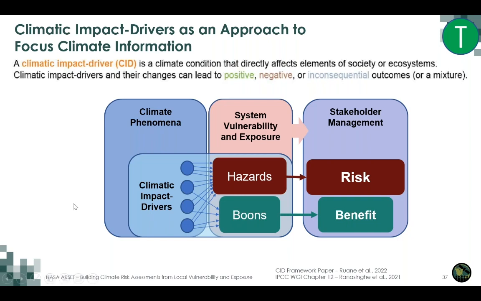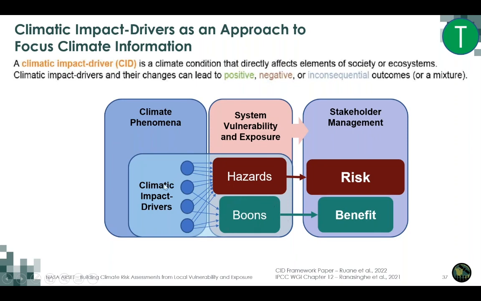And in that sense, we defined this climatic impact driver as a climate condition that directly affects elements of society or ecosystems that we care about. Climatic impact drivers and their changes in themselves are not good or bad. They can lead to positive, negative, or inconsequential outcomes, or a mixture. It's when you connect them into the system's vulnerability and exposure that they can become hazards if they cause damages, or they can become boons if they actually improve the situation.